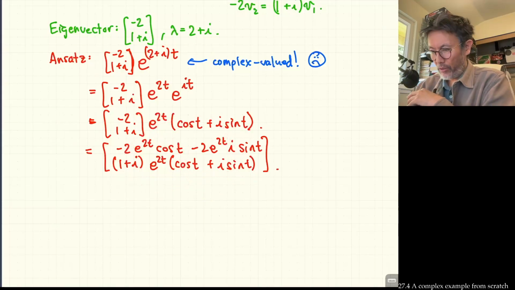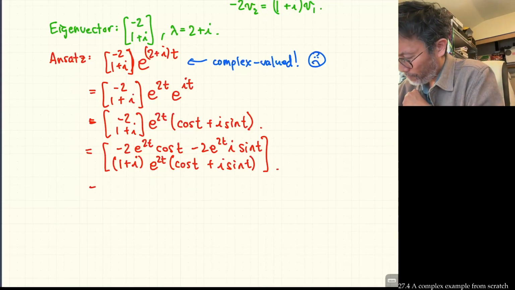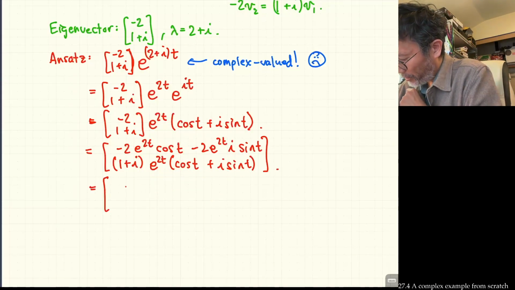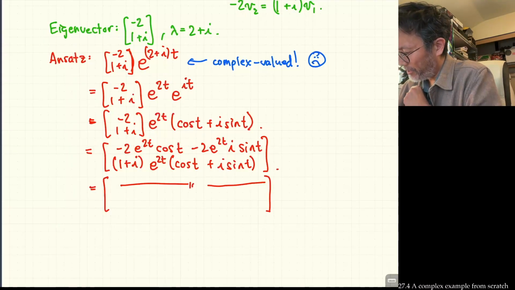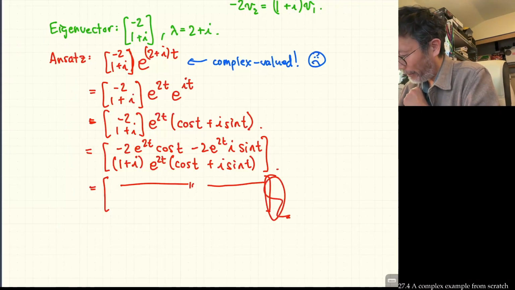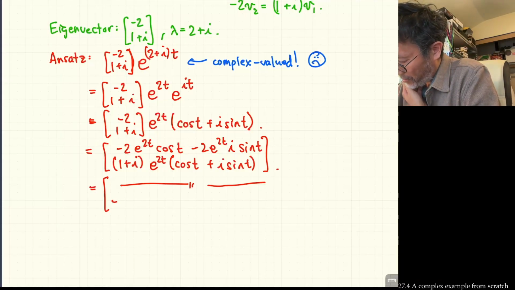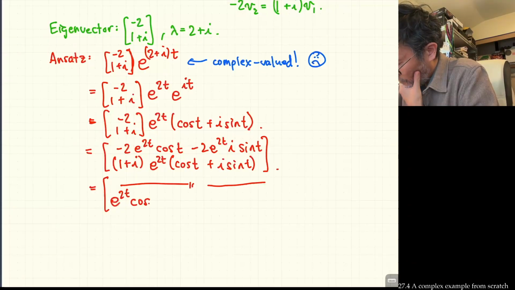All right? And if I do that, what I obtain, well, so upstairs stays the same. I'll just leave it like this, okay? I'll deal with that later. But down, and I better leave myself room because I'm going to have 4 different terms here. I'm going to have, so e to the 2t times cosine t plus e to the 2t I sine t.